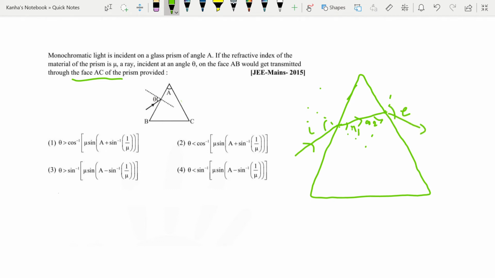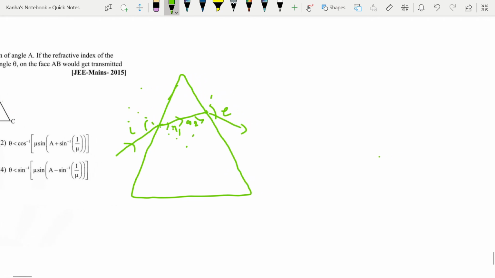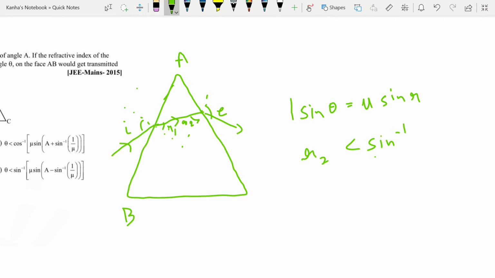Angle of emergence. Okay, this was the basic rough diagram for the prism. Now, in order to solve any problems, you should apply Snell's law. So here, applying Snell's law to the face AB, what do I get? I get 1 into sine theta is equal to mu into sine of r. Now for it to get transmitted, I should write that r2 should be less than sine inverse of 1 by mu, because theta c is equal to 1 by mu.